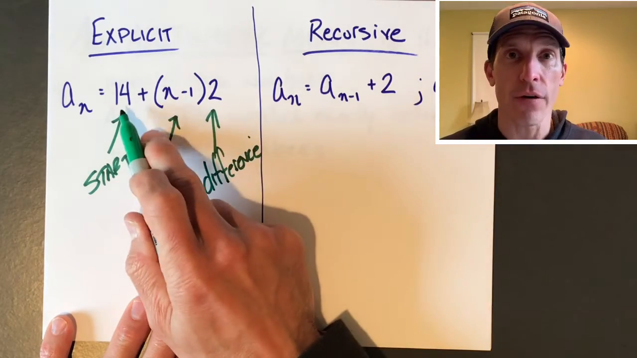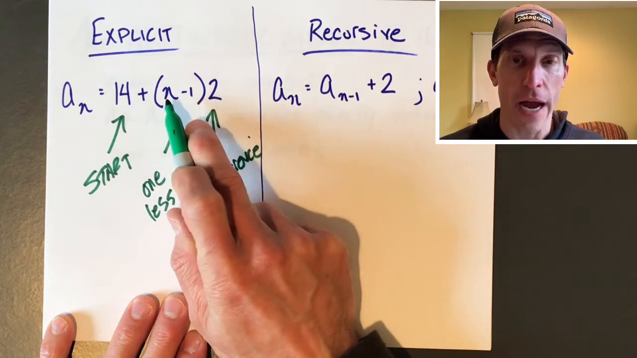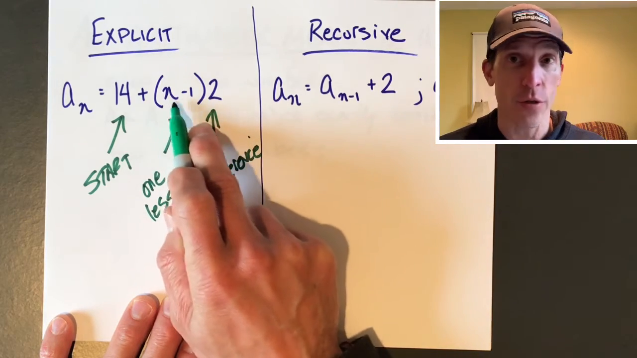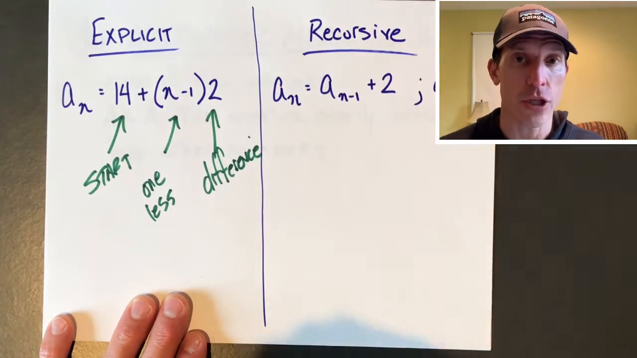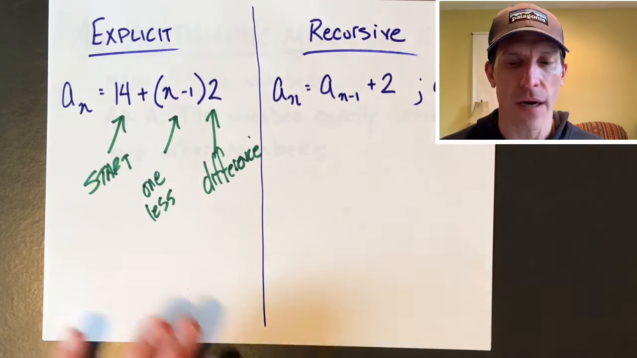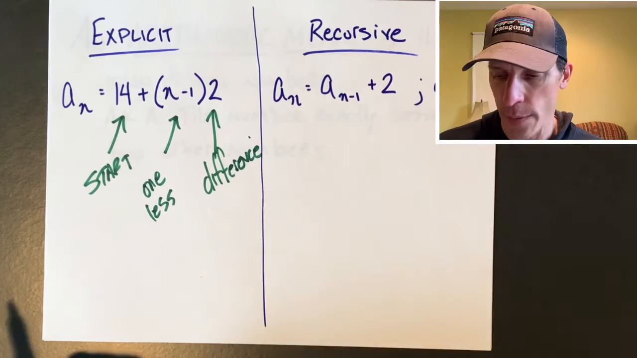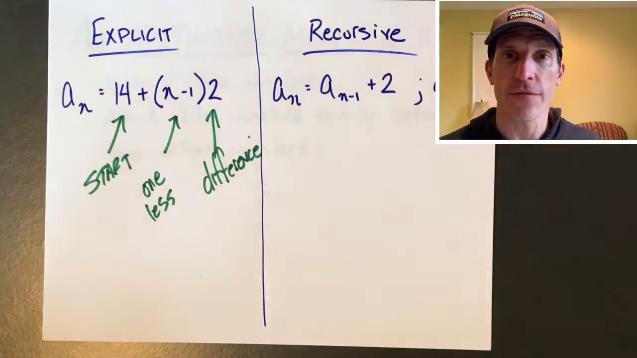We have our starting value, which is whatever you begin with. We have one less than whatever you're after, and we never know what you're after, so we just always write n minus 1, and then the difference over here is, in our case, 2. This could be negative if we were decreasing by something, but in this case we were going up, so we made it a positive 2.